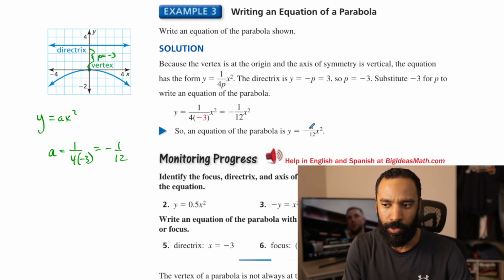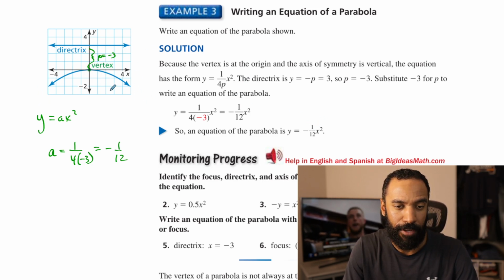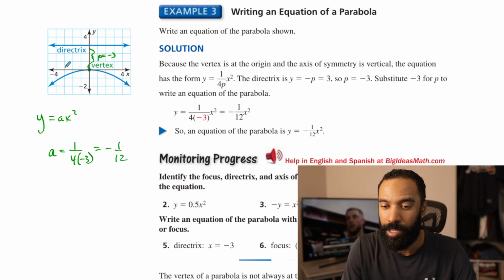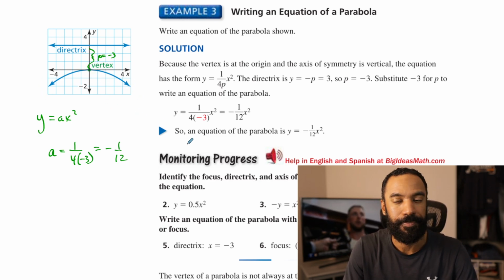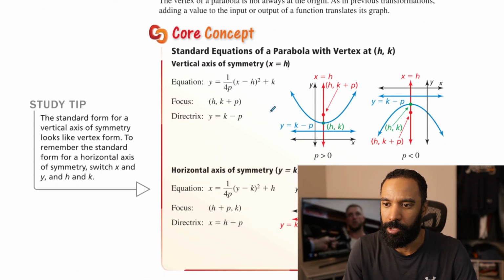So your equation is y equals negative 1/12th x squared. And I know it's a y equals x squared equation because it's an up or down facing one. I know it's negative because it's down facing. We can do some more when we hit some of the other problems.